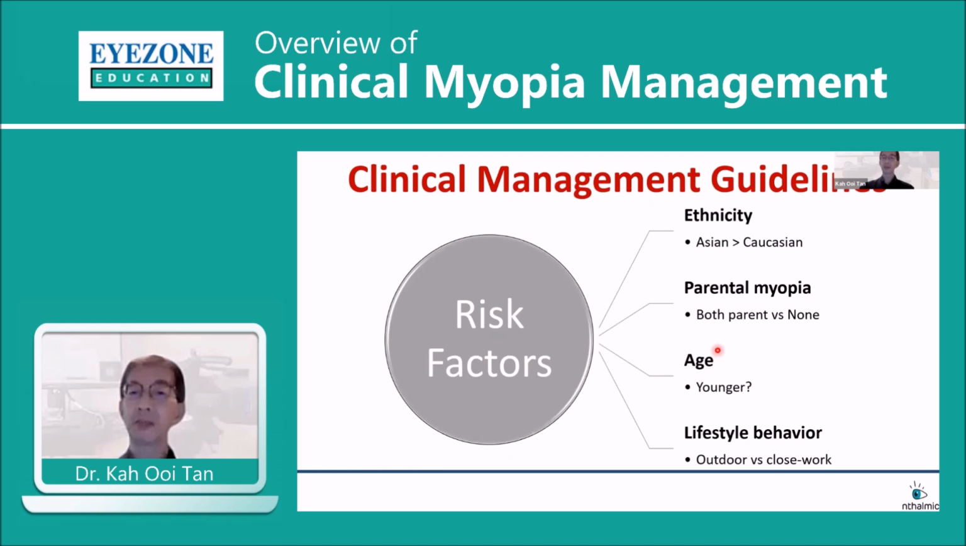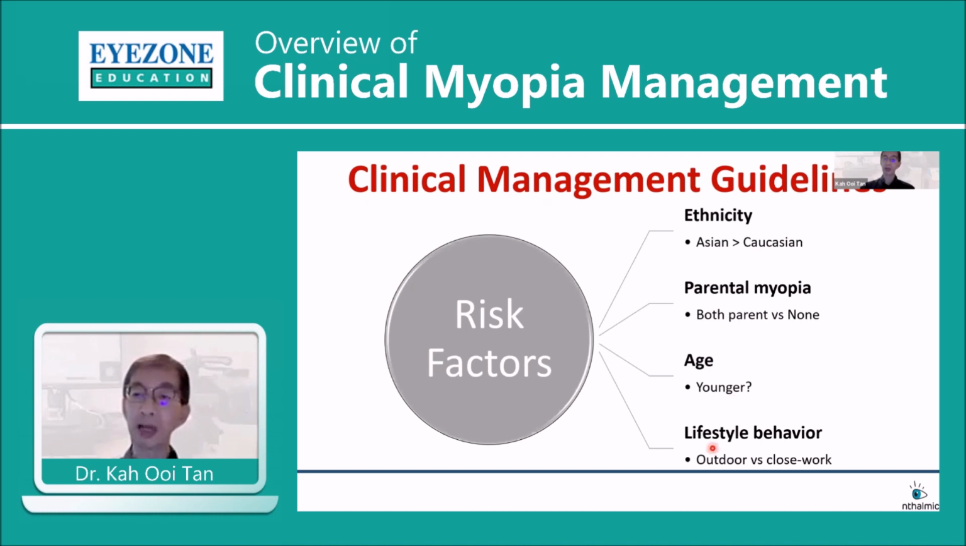Okay. So just like I mentioned about the risk factor, this is the summary of what I mentioned earlier. Ethnicity, Asian generally is higher compared to Caucasian. Parental myopia, both parents myopic versus both parents not myopic. They give us some clue or indication about how likely a kid will become myopic. It's also been well known that the younger the kids develop myopia, the faster the progression in the early stage. So it's very important for us as practitioners to intervene or to provide myopia control at as early an age as possible.